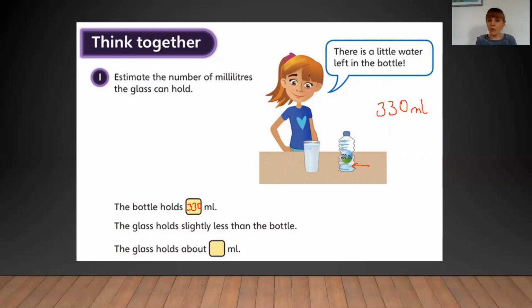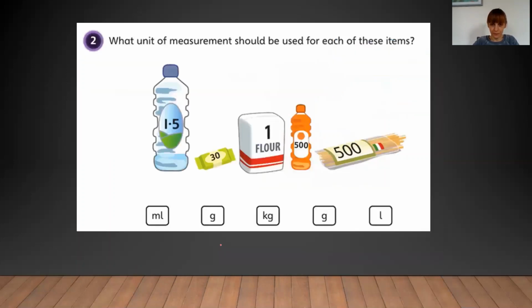Now she's decided the glass holds slightly less than the bottle because there's a little bit left behind. So we need to estimate, what would your estimate be for how much the glass is holding if there's a bit left behind? I think I would estimate around 300 millilitres. So remember, when we're estimating, it's like making a sensible guess. What do I think that might be that's sensible? I'm not going to say 300 litres because that would be far too much, but 300 millilitres would be a good estimate.